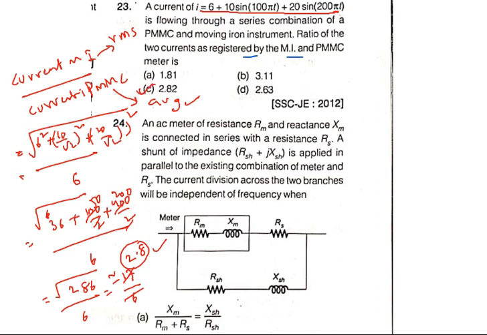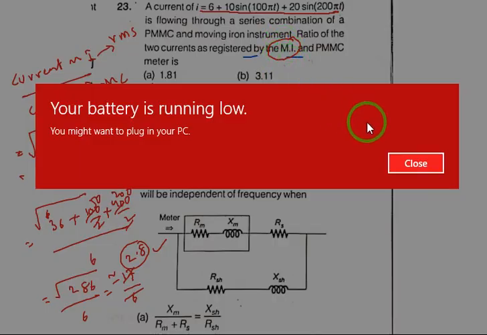Hope you understood. Again I am repeating. The ratio of the current in moving iron to the current in PMMC is asked. The current in moving iron, how do you calculate? It is the RMS value.